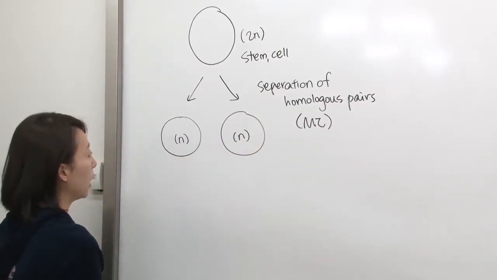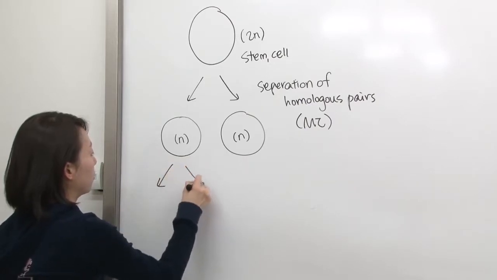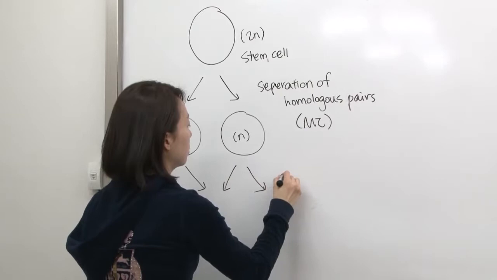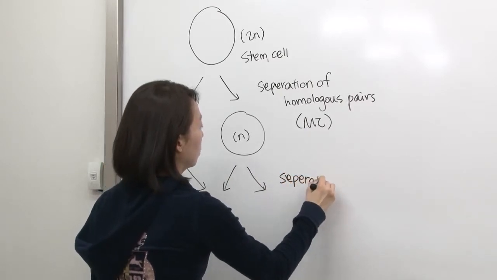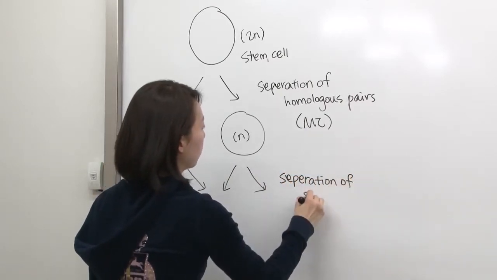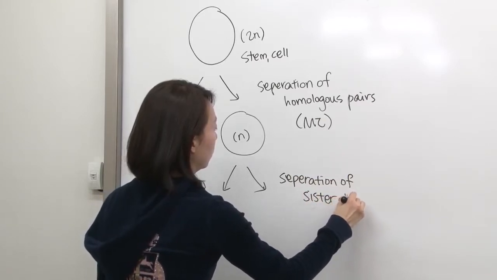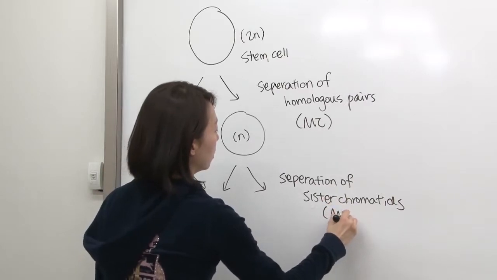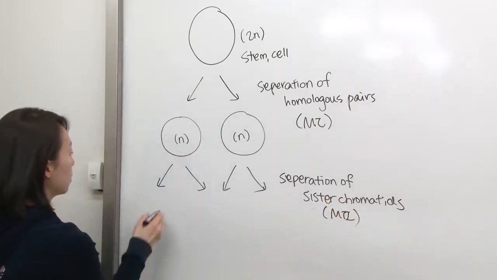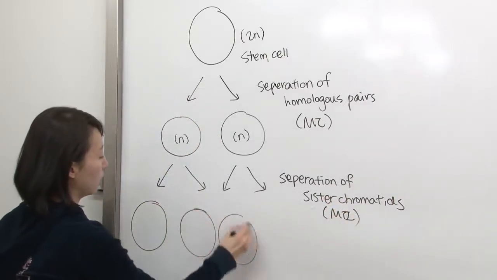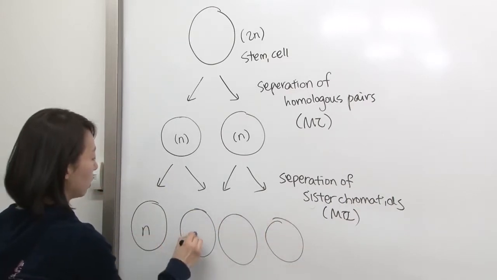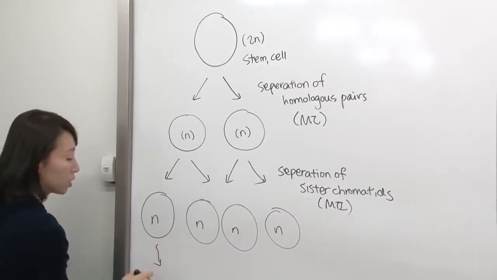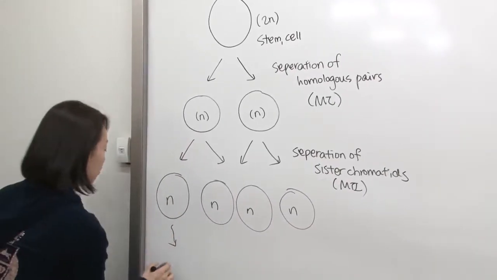Okay? And then during the second stage of meiosis, this is going to produce daughter cells with separate sister chromatids. So that's the event that occurs during meiosis 2. So the resulting cells are all going to be haploid cells like this. And after this, this is going to produce sperm or oocytes.